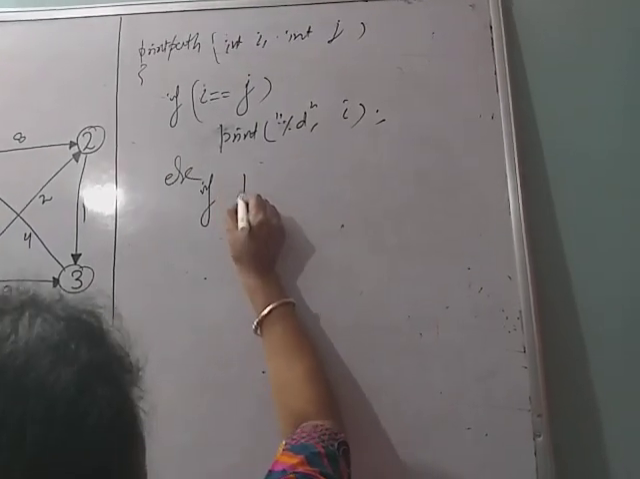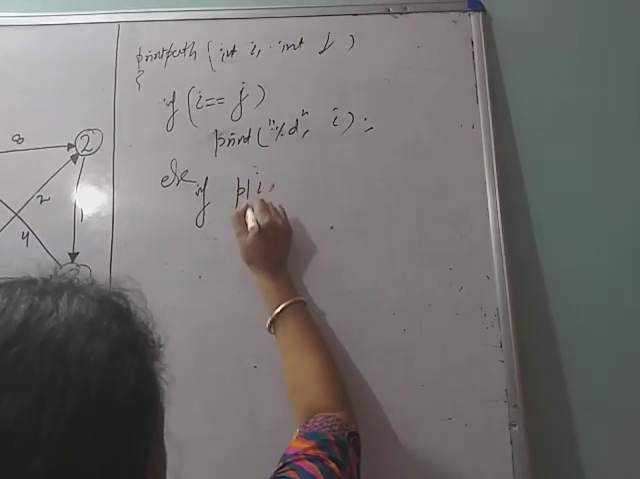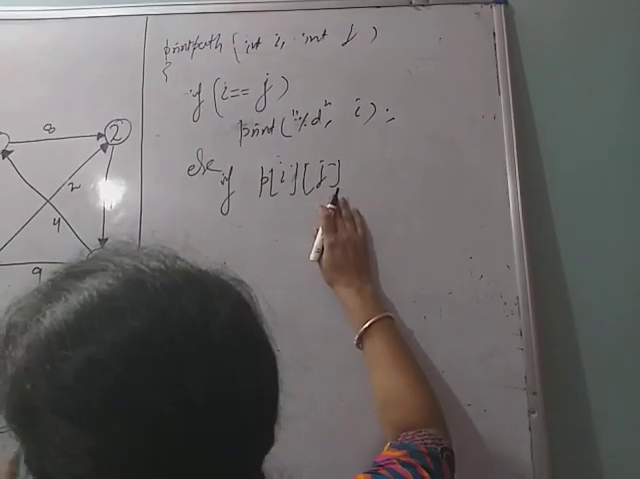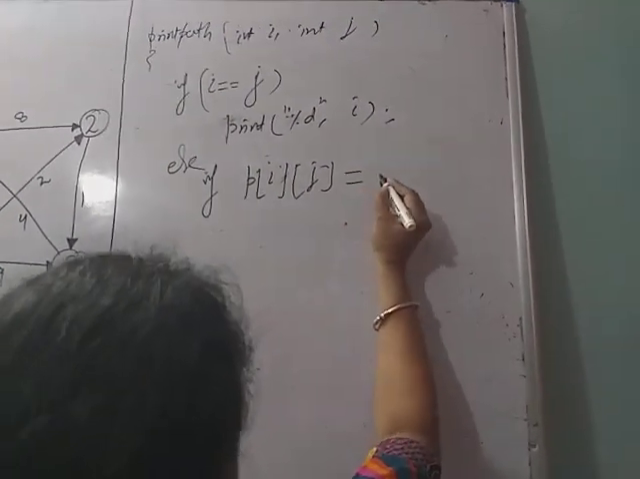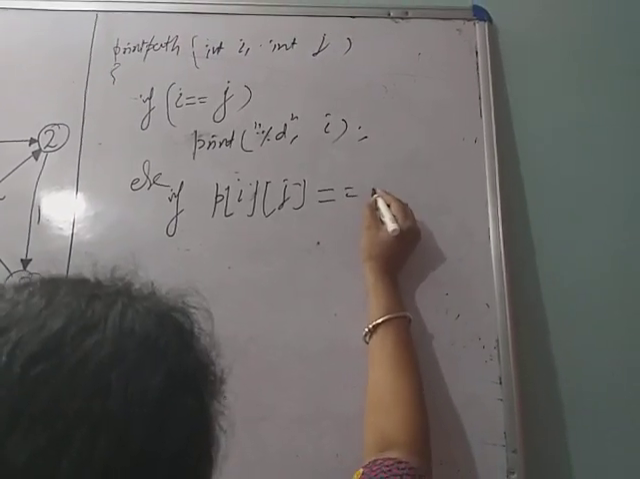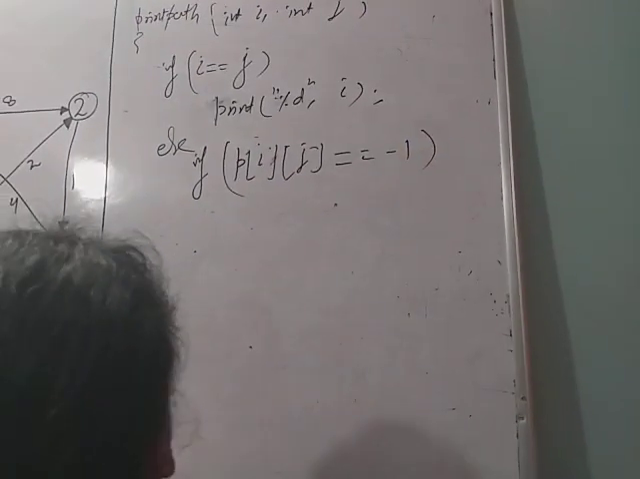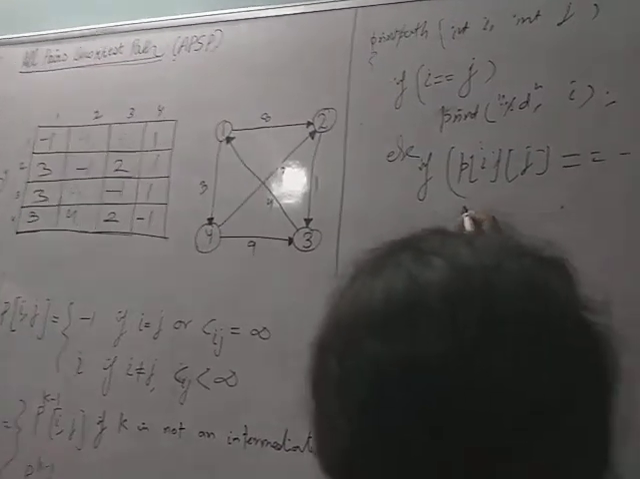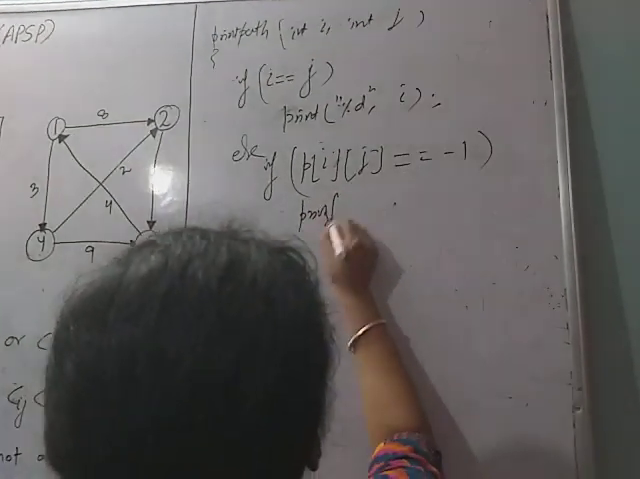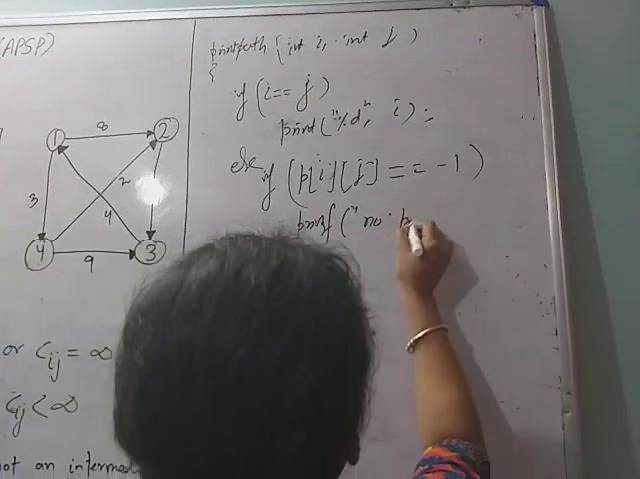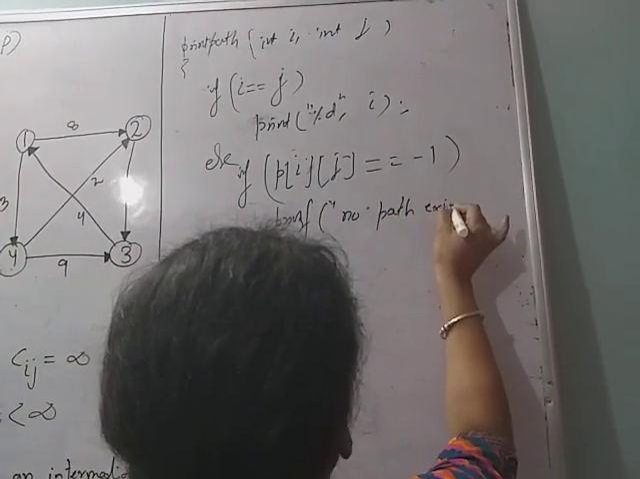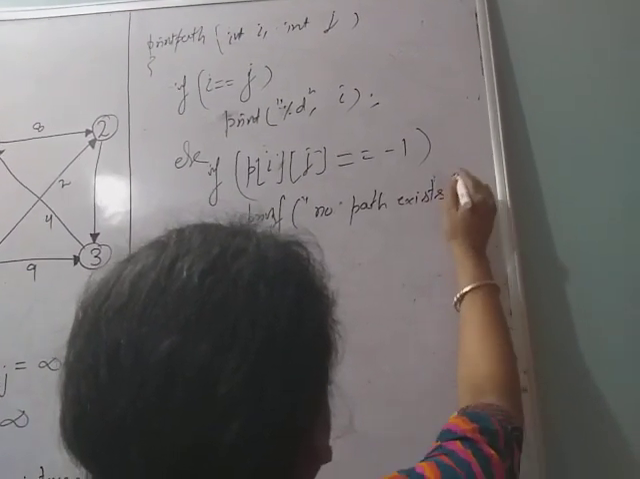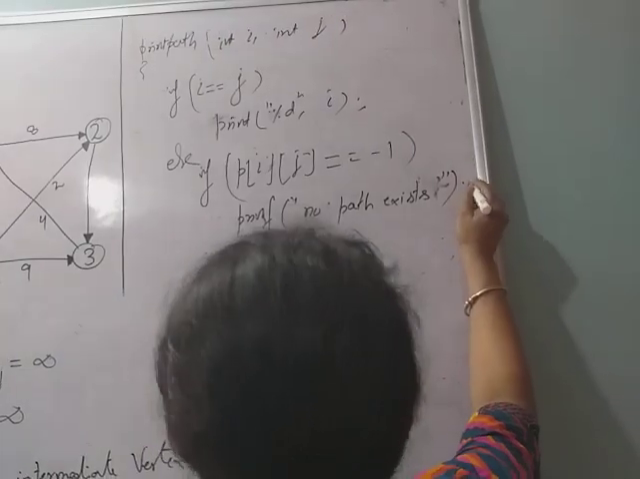Else if P[i][j], the path matrix, P[i][j] equal to minus 1, that is, I am taking the nil as minus 1, then simply printf "no path exists from i to j". Okay, no path exists.